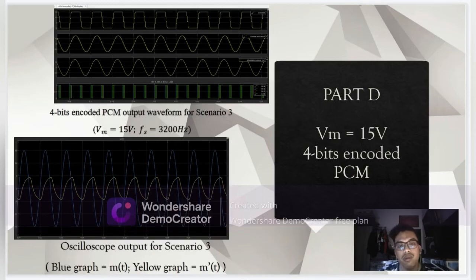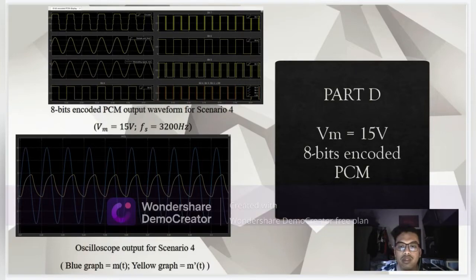So I will present to you for part D. On the first slide, we can see that we have VM equal to 15 volts, and this is the 4 bits encoded PCM output waveform. So for scenario 3, VM equal to 15 volt, Fs equal to 3200 Hz. The second one is the oscilloscope output for scenario 3. For the blue graph, M(t). For the yellow graph is M squared (t). So next slide.